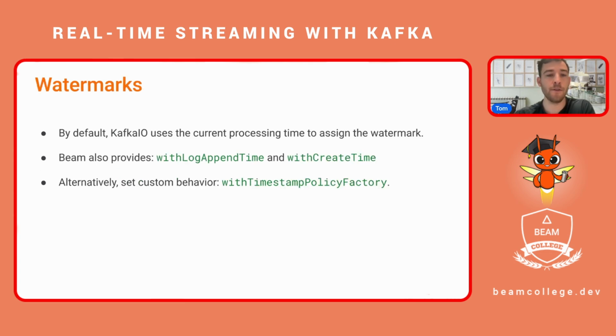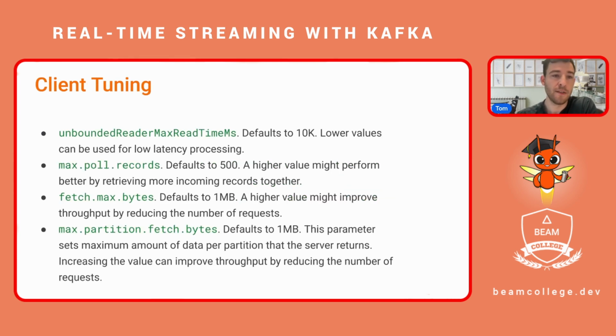By default, Kafka I/O uses the current processing time to assign the watermark. However, Beam offers additional options for assigning watermarks with log append time or create time. Alternatively, you can set some custom behavior by using the timestamp policy factory. For optimizing performance, you may consider tuning your Kafka client configurations. The max read time setting defaults to 10 seconds. Lowering this value can improve latency and processing, but may also increase resource usage. The other example client settings here can be tuned to help you control the max records or bytes read by the consumers.